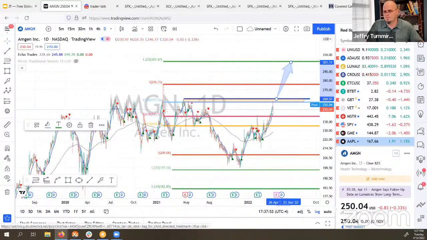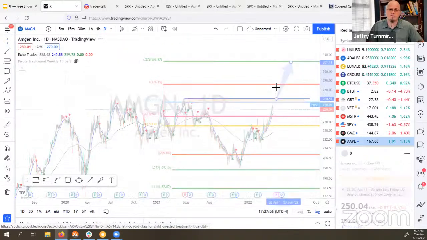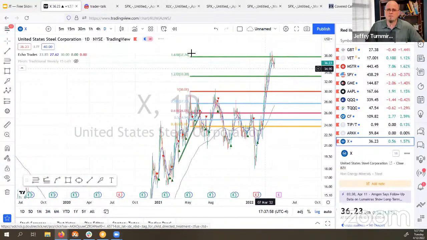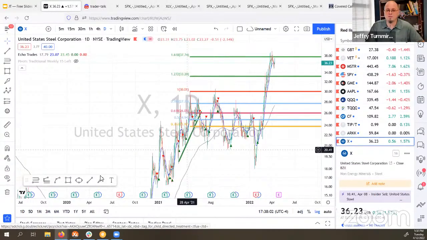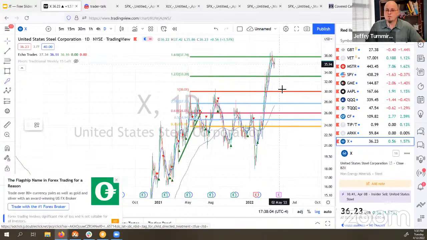All right. X, US Steel, that one's been on a tear. Right out to the 1618 resistance. If it doesn't make new highs, then I expect it to retrace back to about the $30 level.